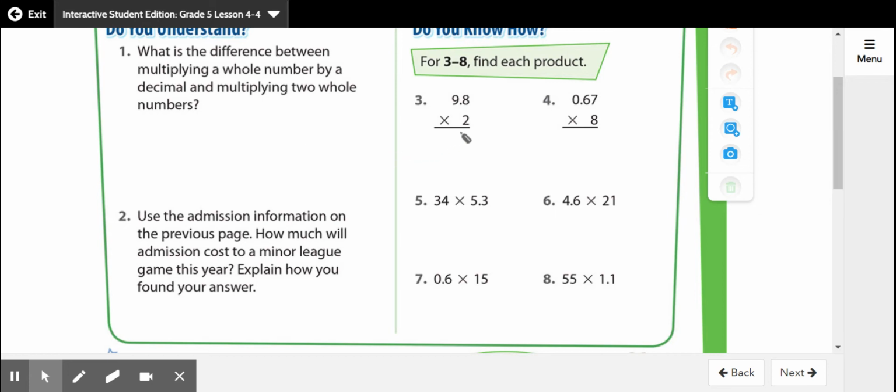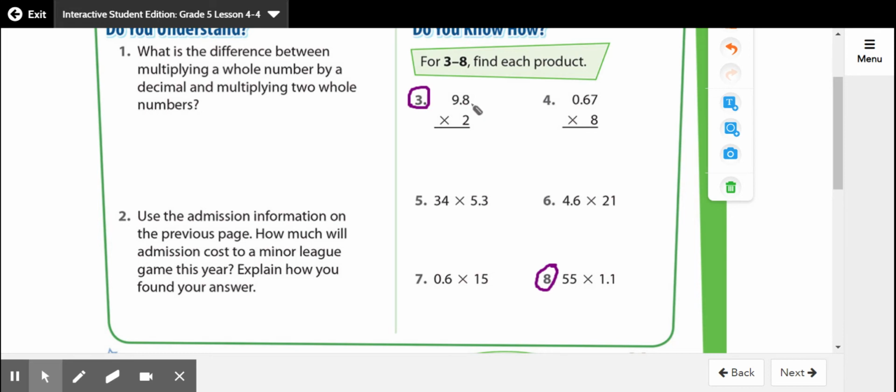So let's kind of practice this. Let's start off with number 3. We'll do 9.8 times 2. First of all, I might think, what is 9.8 close to? It's kind of close to 10. So 10 times 2 is 20. I know 9 times 2 is 18, so it's going to be somewhere between 18 and 20. So if I get a crazy answer like 200, that's not what 9.8 times 2 is. So let's try it out.